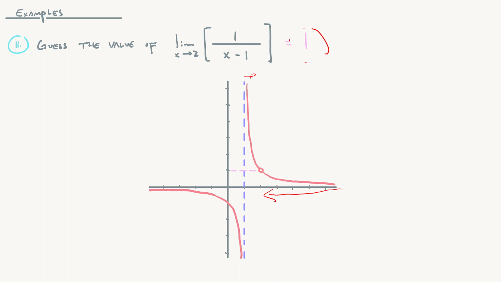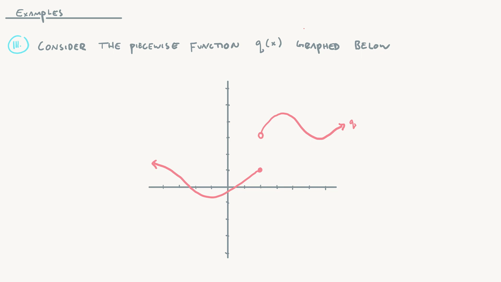So those are two examples of where limits exist, but it is possible for limits of functions not to exist. And here's an example. Example 3: consider the piecewise function q of x, which is graphed below. And it looks like this. There is for sure a jump discontinuity in this. This function is not continuous over its domain, which is something that we're going to talk a lot about pretty soon.